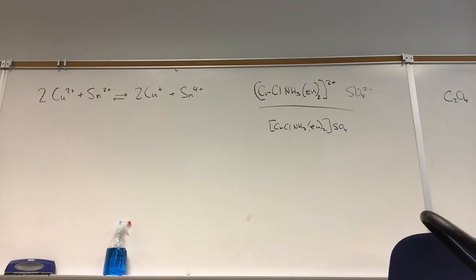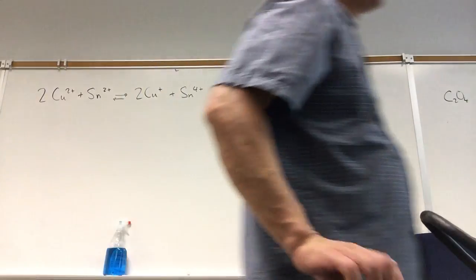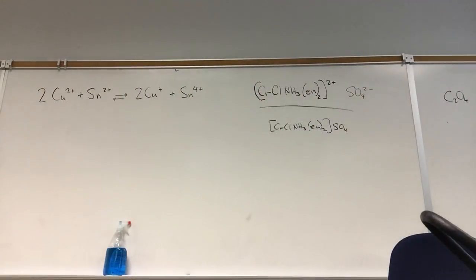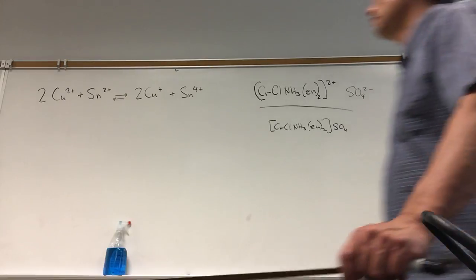In Chem 1A stoichiometry, we look for limiting reagents, excess reagents, and calculate theoretical yield, etc. And so we're going to go to experiment 1 and take some observations. We look at experiment 1. We're going to start off with 0.100 moles of copper 2, 0.100 moles of tin 2, and 0 and 0 for the copper 1 and tin 4.